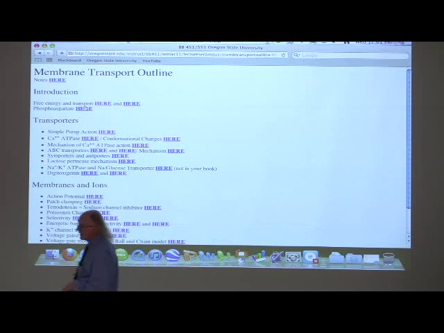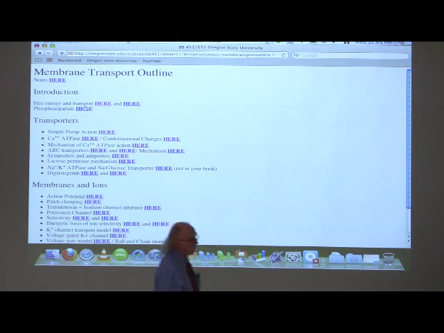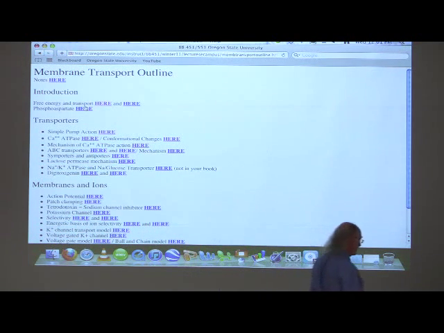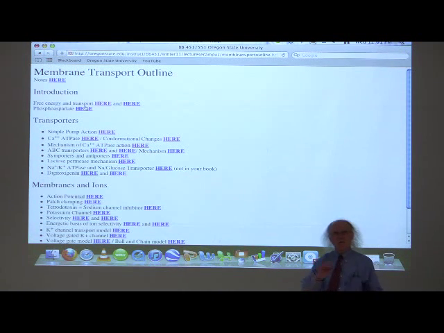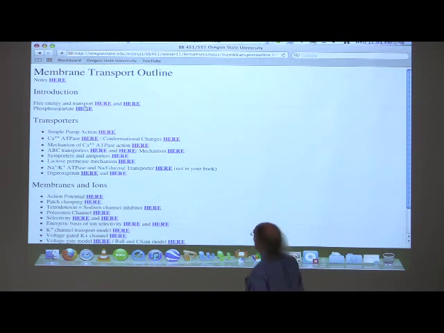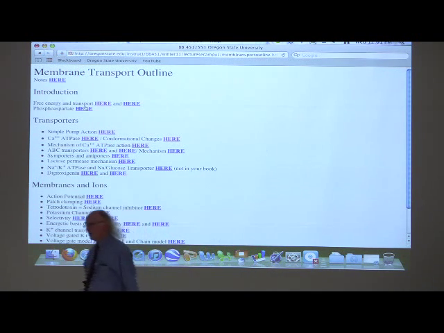Last time I got started talking about P-type ATPases. And P-type ATPases are one type of membrane transporter that move ions across membranes. The one I talked about was a calcium transporter. And there are other things that transport calcium as well. And I'll tell you about another one of those later today. There's another class of transporters called ABC transporters, and I'll briefly show you that and also give you an example of that.